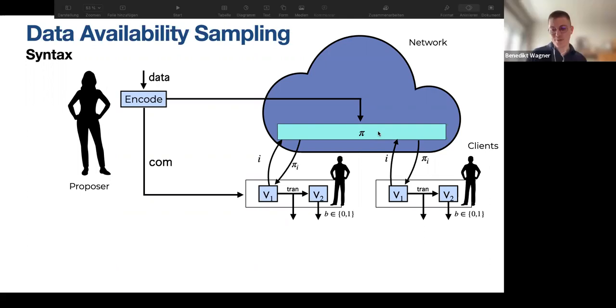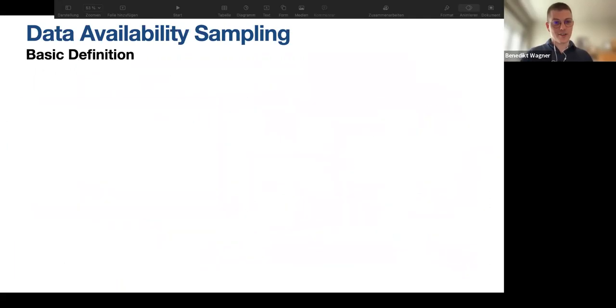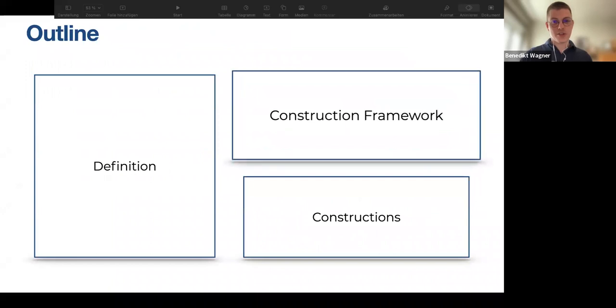Sure, we can also talk about it. It took us some time to define it. So you're right, this is a bit tricky. Okay, any other questions about the definition?